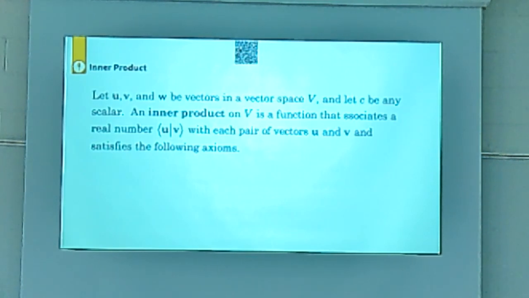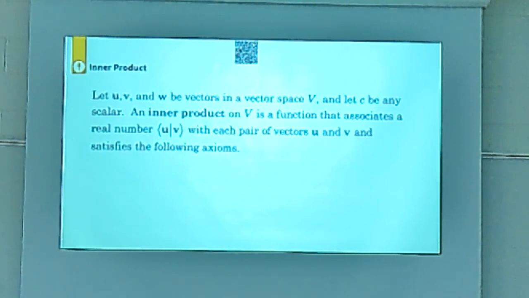function that associates, why did that "a" not show up? That's actually annoying. A real number with each pair of vectors u and v and satisfies the following axioms.